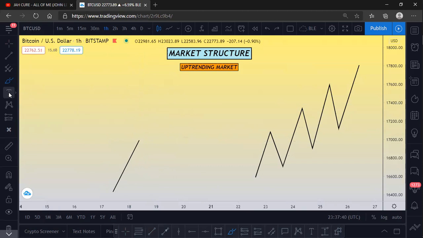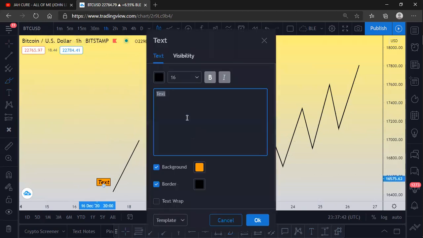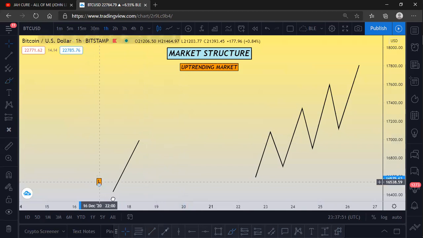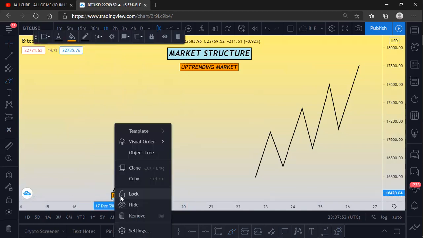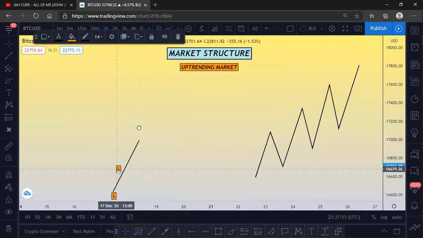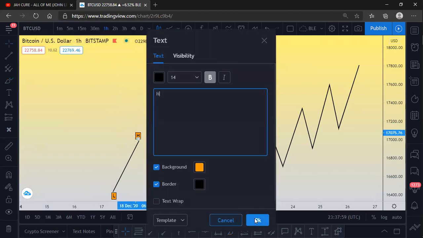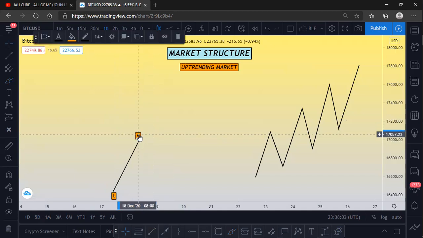So this was the high. Let me highlight it. This was the low, and this was the high. So this was the low here, and then this was the high. You had the high here. Okay, are you with me? All right. Yes, I am.